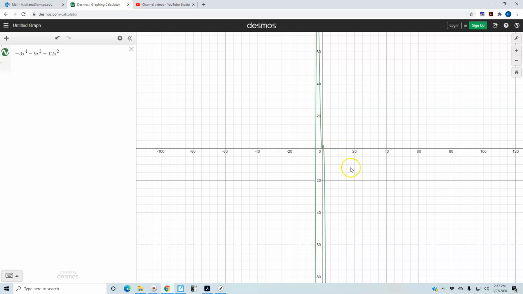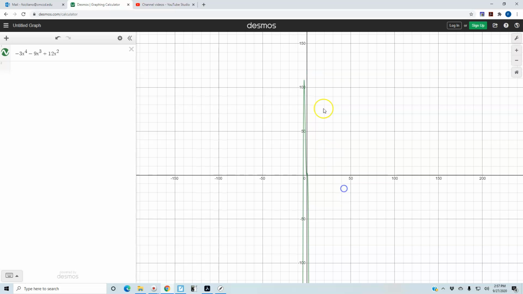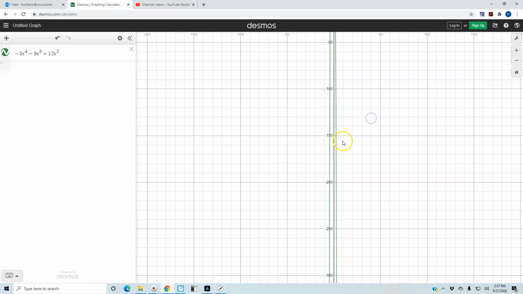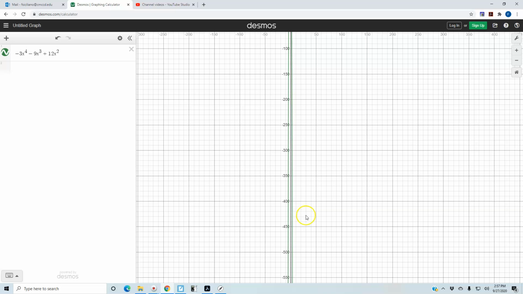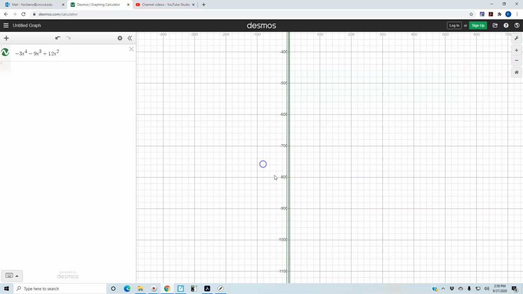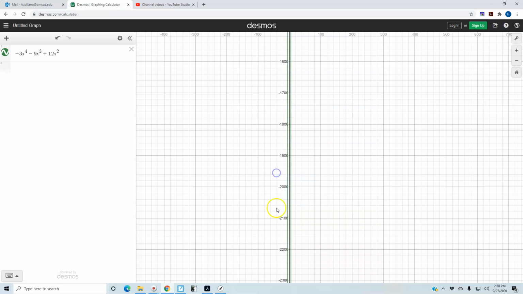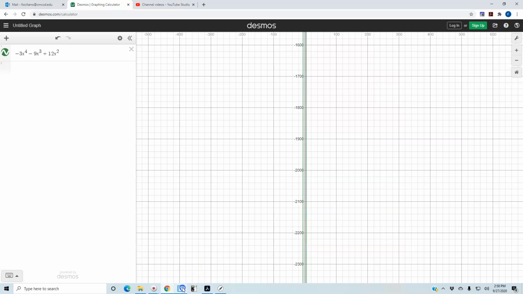So if we look at this graph, you can see that it stops here. And what's happening is that it's going down on the left and going down on the right, and it never ends. It keeps going without bound. So it keeps going and going and going. So it's falling on the left and then falling on the right.